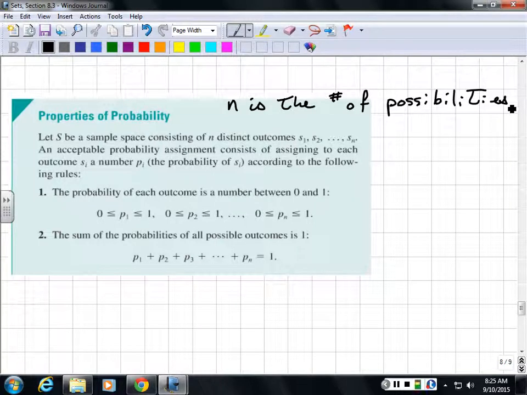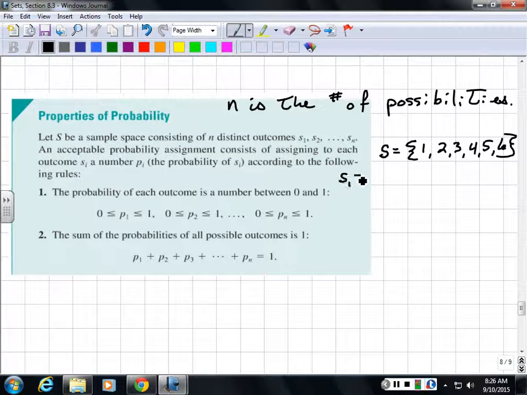An acceptable probability assignment consists of assigning to each outcome, S sub i, a number P sub i. Now, you don't have to write all this down because I'm going to kind of explain it so it's not all in mathematical jargon, okay? And this is basically what we're looking at: if I have a sample space, okay, that's my sample space, I can break this up into 6 unique subspaces. There, that's the word I was looking for.